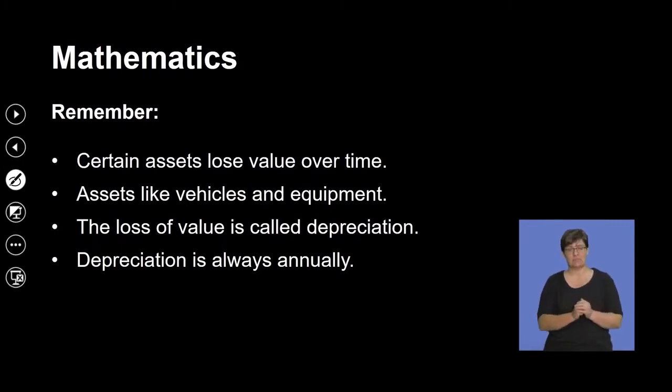Also, you need to remember that certain assets normally actually lose value over time. A car that I bought at 20,000 today, tomorrow definitely it will not be worth 20,000. It will be worth way less than that. Also, these assets are normally vehicles and equipment. So your cars, your buses, your taxis, your tractors, those are all the vehicles that we are talking about here. And then the equipment can be a TV, it can be a computer, or a playing console for that matter. The loss of value is normally called the depreciation or decay, which means one and the same thing. And then depreciation is always something that occurs yearly.